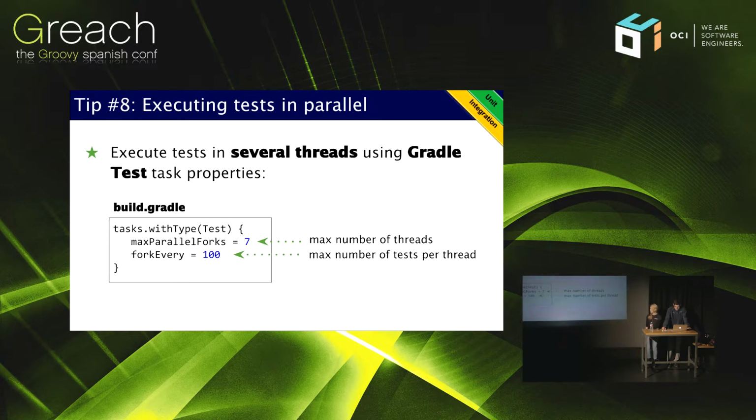The maxParallelForks property specifies the maximum number of threads to run the tests with, while the forkEvery property specifies the maximum number of tests to execute per thread. And as you can see in that snippet of code, if you put it in the build.gradle file, the test suite will run in parallel.